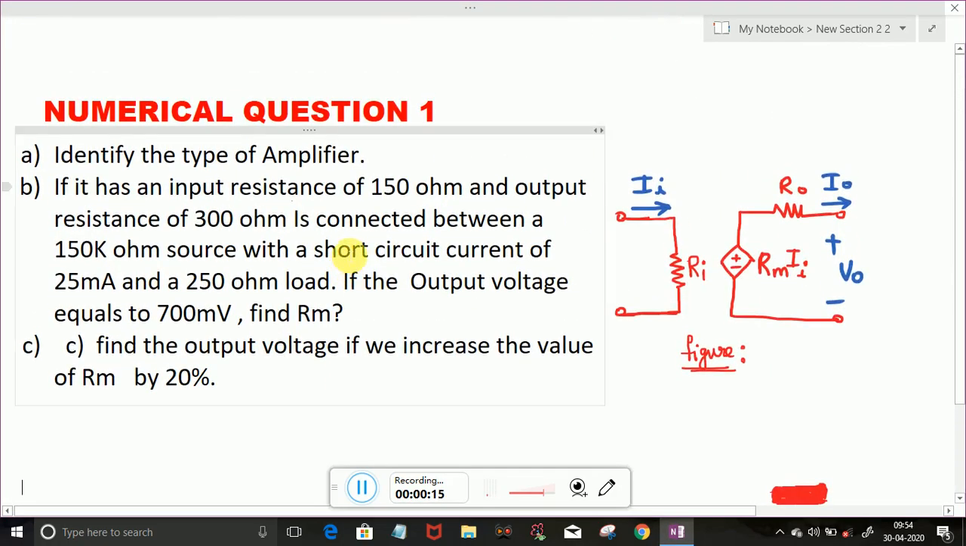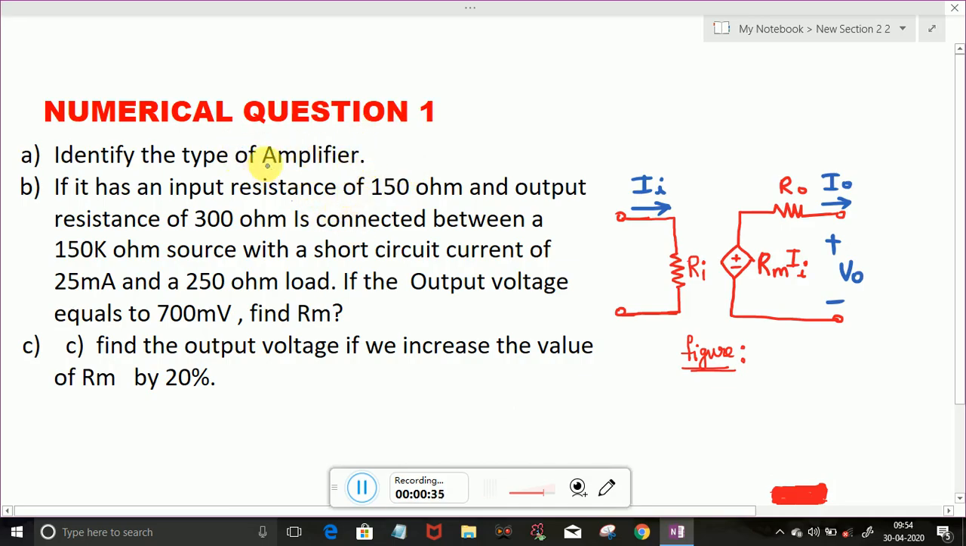So in this session, let us solve a numerical question. To make this session more interesting, you pause the video for a while, go through the question, solve it on your own, and watch the video for the solution. So let me solve the question for you.